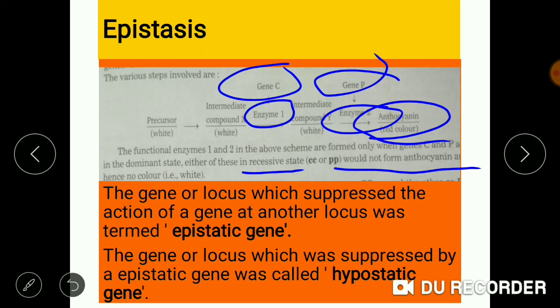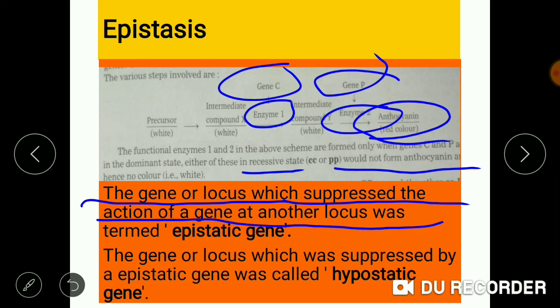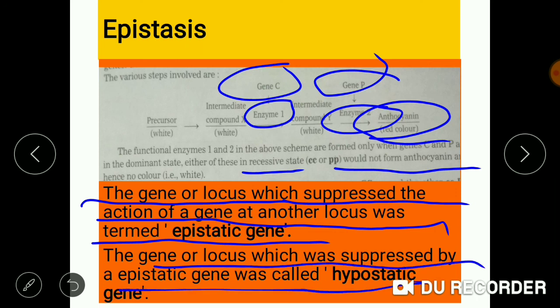So the gene or locus which suppresses the action of a gene at another locus is termed as epistatic gene. So here the epistatic gene will be capital C and capital P. It has suppressed the action of the recessive state of gene, which is small c, small p. The gene which was suppressed by the epistatic gene is known as hypostatic gene. So the hypostatic gene will be small c, small p because it got suppressed by the action of capital C and capital P gene.